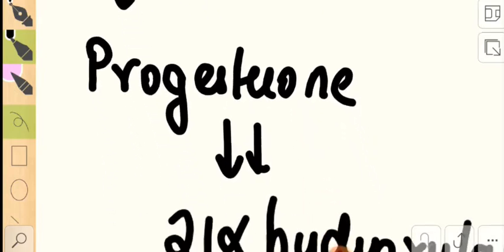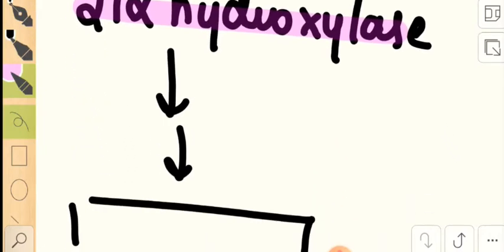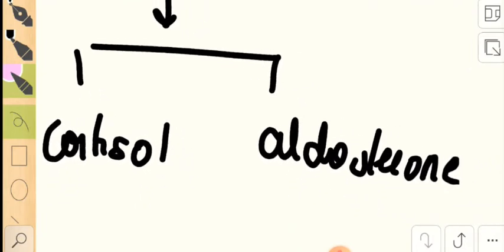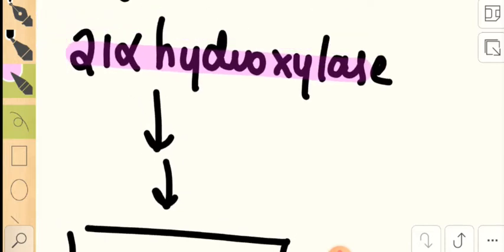This pregnenolone hormone, or the byproduct, again gets converted after multiple steps to progesterone. Now, this progesterone, under the influence of an enzyme called 21 alpha hydroxylase, gets converted, and after multiple steps, it leads to the formation of two important hormones from the adrenal gland, that is cortisol and aldosterone. That is the glucocorticoid, which is cortisol, and the mineralocorticoid, which is aldosterone, and both are very much necessary to maintain the circulatory system or the blood pressure system in the fetus. Now, this is what happens normally.